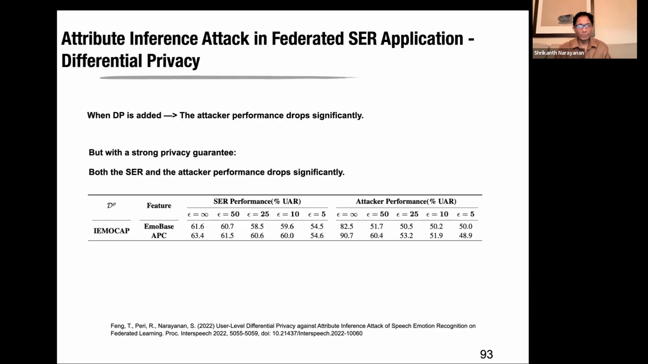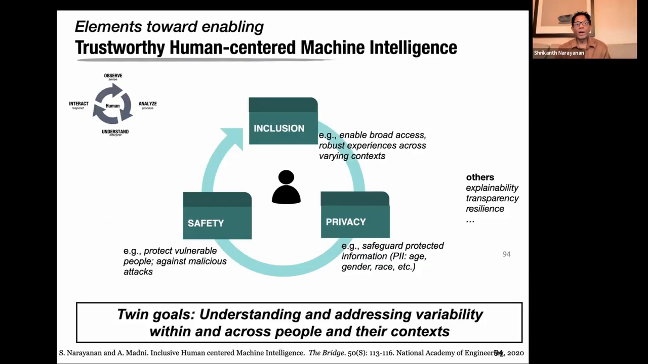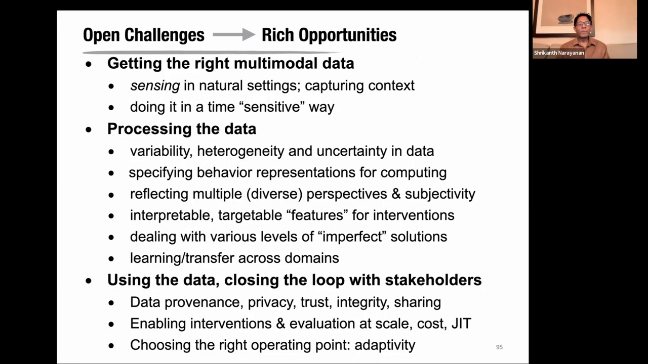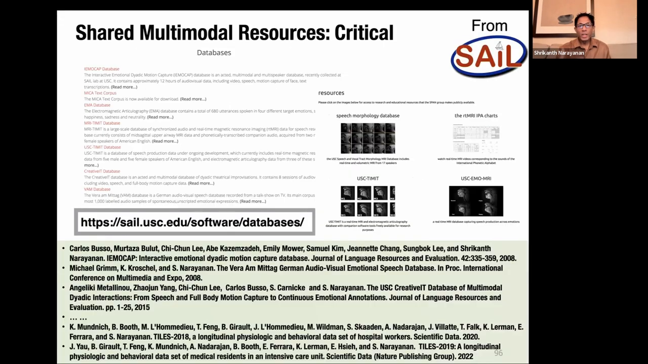I will skip that portion, but I want to underscore that this is a very exciting area that we need to work on. In summary, this is a very important area with a lot of promise and potential, but there are a lot of challenges we need to address, everything from getting the right data and processing it in the right way, to doing it in a very thoughtful manner, with all the stakeholders involved, respecting this big aspect of trustworthiness. Shared resources are important. I put some of the things I talked about in this talk there, so if people are interested, they can download and use them.